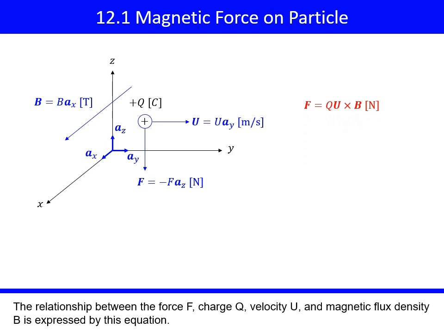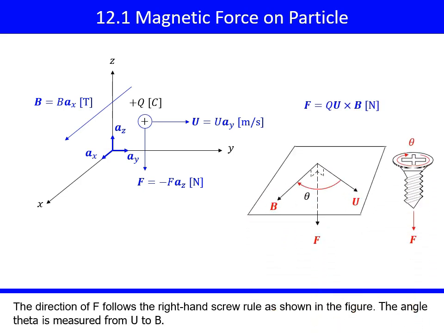The relationship between the force F, charge q, velocity u, and magnetic flux density B is expressed by this equation. The direction of F follows the right-hand screw rule as shown in the figure. The angle theta is measured from u to B.